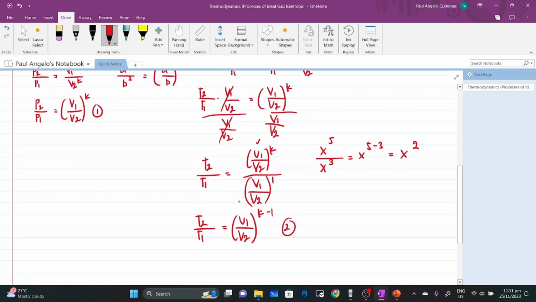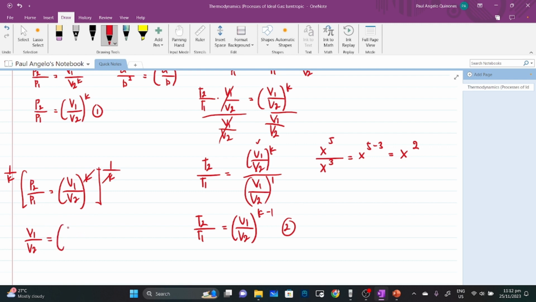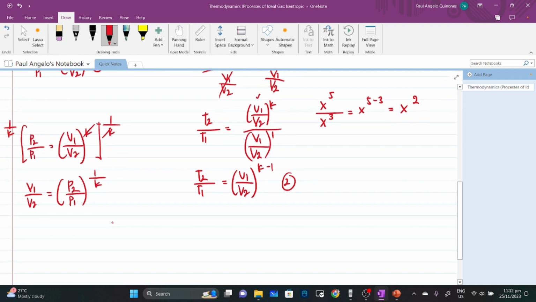So we will use equation number 1. So p2 over p1 is equal to v1 over v2 raised to k. If you're going to isolate this one, we need to raise this by 1 over k, both sides. Okay, so 1 over k will cancel the exponent, leaving us with v1 over v2 is equal to quantity p2 over p1 raised to 1 over k. Okay, so now we have v1 over v2.